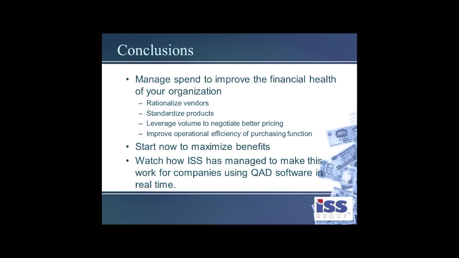So here's the conclusion. To manage the spend to improve the financial health of your organization, this means you need to rationalize your vendors, standardize the products you buy, leverage the volume of your buys to negotiate better pricing, and improve the operational efficiency of your purchasing function so your people will use these systems.